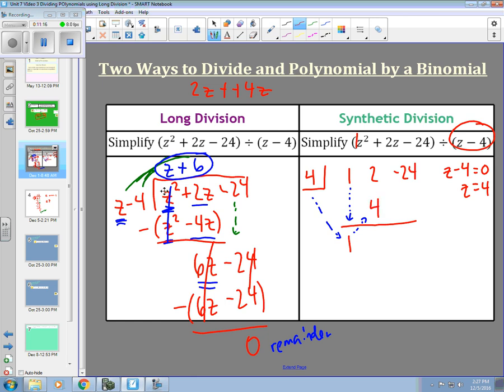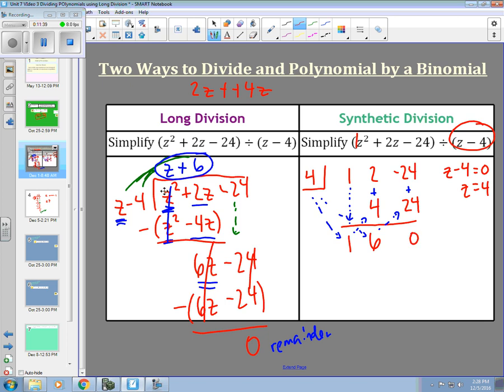Now we're going to add up these two column numbers. 2 plus 4 is 6. Now we do that same process. Take our 4 here, times it, write it in the next column over. 4 times 6 is 24. Add the columns up. So negative 24 plus 24 is 0.